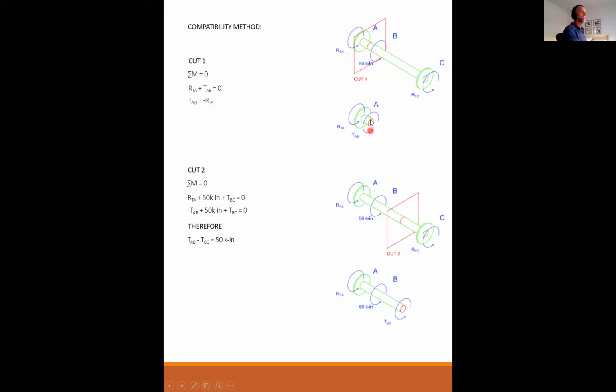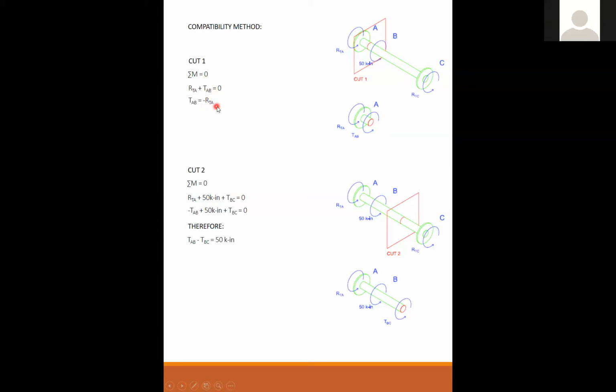And you see the red cut surface? Stick your thumb out away from that cut surface and curl your fingers, and you'll see that both RTA and TAB, the way that they're drawn, are both positive. So RTA plus TAB is equal to 0. They're both positive. So what that means is TAB is the negative of RTA.